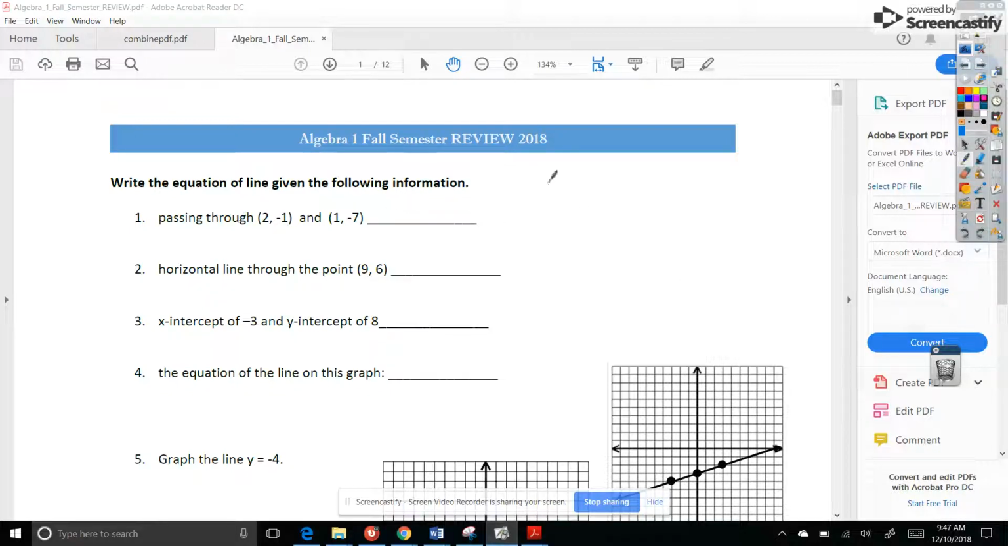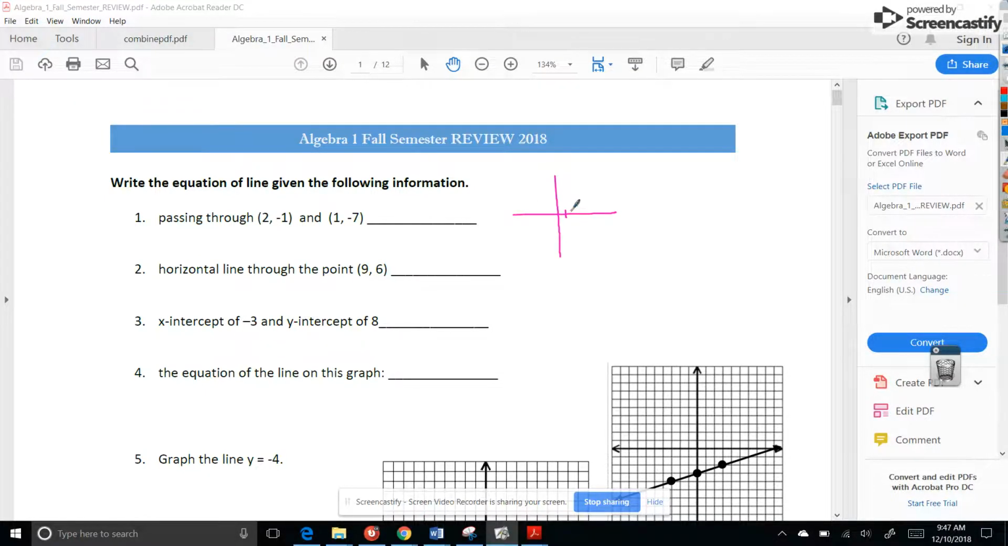Okay, so for the first one, they gave us 2 points. So I see I have the point (2, -1), which is about there. And then (1, -7). If I count my rise over run for this problem, I see that from left to right, I'm increasing. So I'm rising 6 and I'm running 1. So I can see that I go up 6 and I go to the right 1. So my slope is 6.